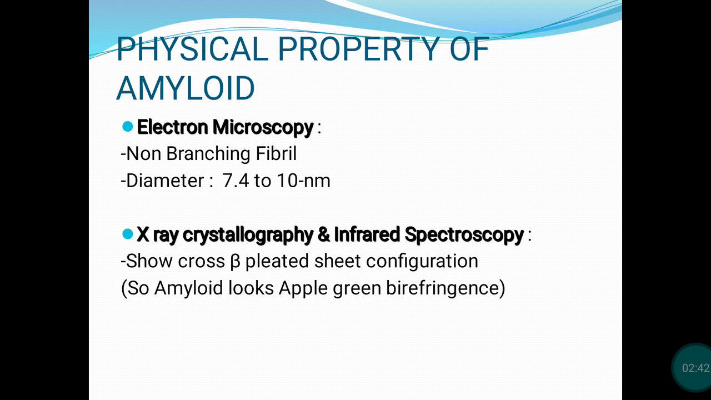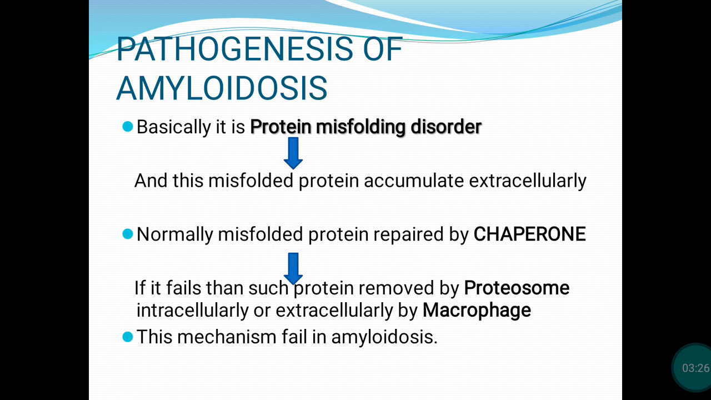You might have a question, what is crystallography? It's a basic tool used for determining the atomic and molecular structure of a crystal. What is the principle of crystallography? Here the crystalline atoms cause a beam of X-rays to diffract into many specific directions. That is the principle of crystallography. And what is infrared spectroscopy? The name itself suggests we are using infrared radiation to study the chemical substance of a particular component. Here an infrared spectrometer is used so that it can produce an infrared spectrum. That is the basic principle of both methods, and they will show the beta-pleated sheet configuration. That is a physical property.